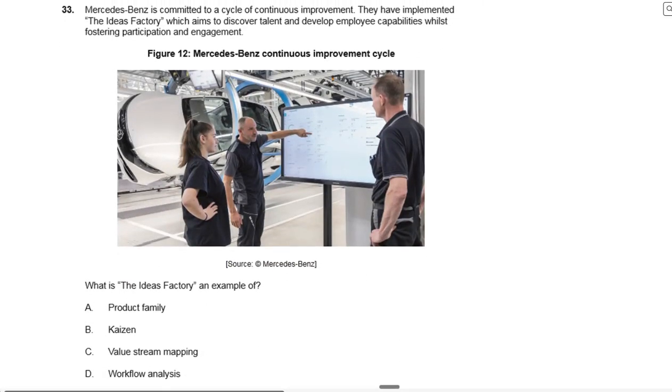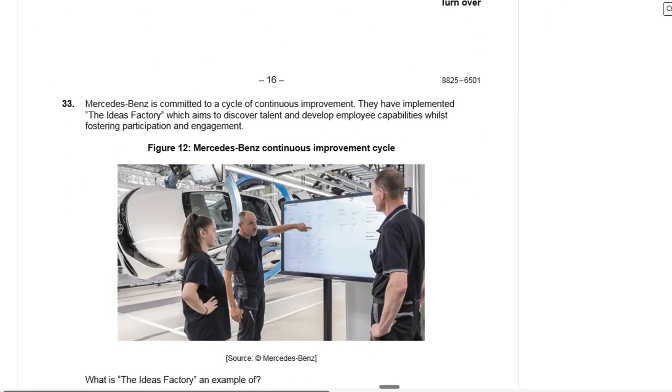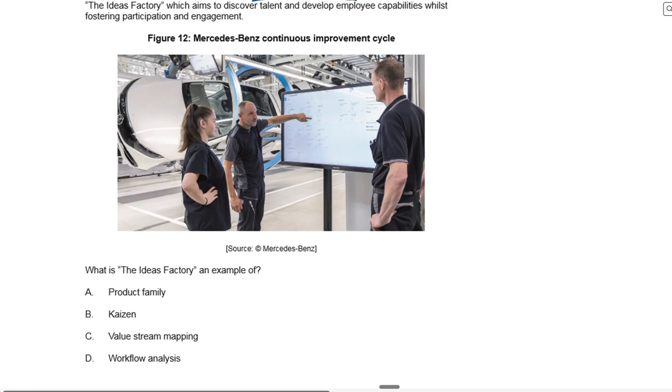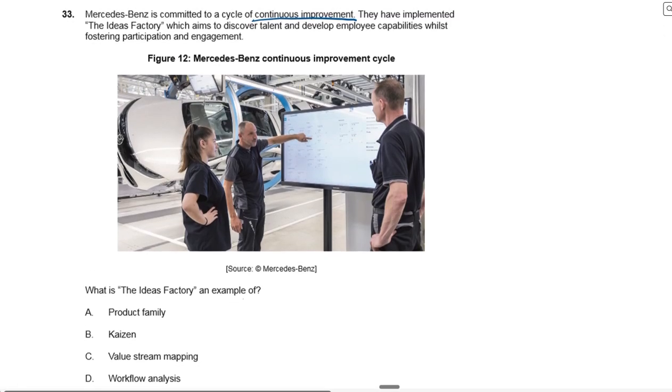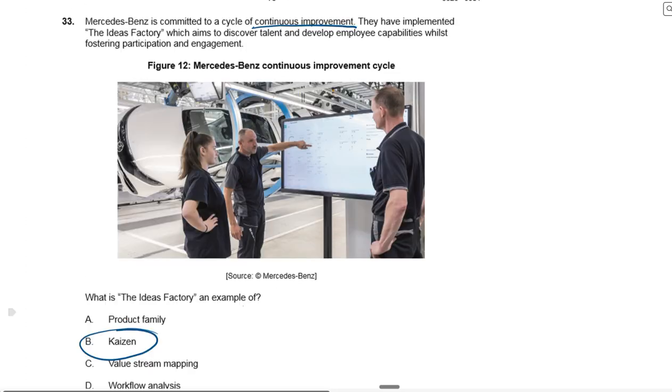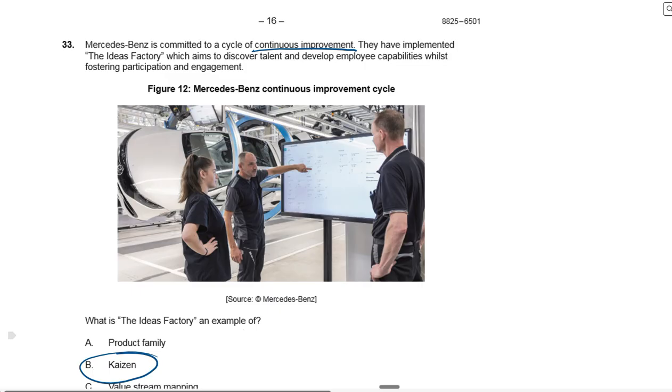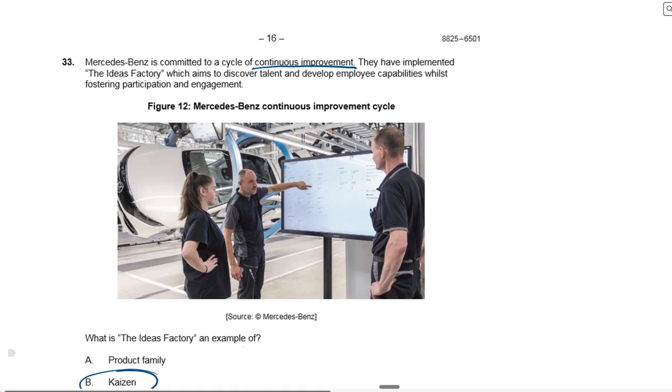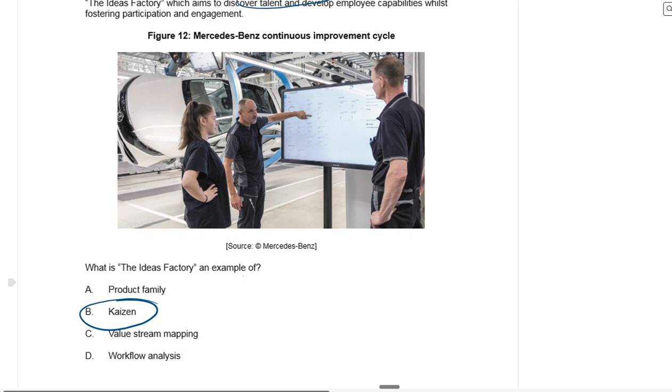Question 33. Now we are moving on to topic 10, and I think we can just cover all of this together. It will be quite fast. Mercedes-Benz is committed to a cycle of continuous improvement. They have implemented the Ideas Factory, which aims to discover talent and develop employee capabilities whilst fostering participation and engagement. Okay, what is Ideas Factory an example of? So, continuous improvement, immediately I'll tell you it is most likely Kaizen. Now we can check all the possible answers. Cycle of continuous improvement. Whenever we see continuous improvement, answer is most likely Kaizen.